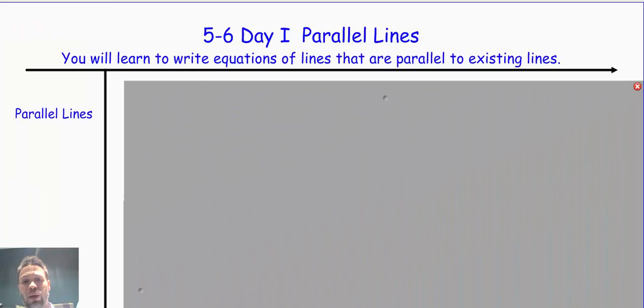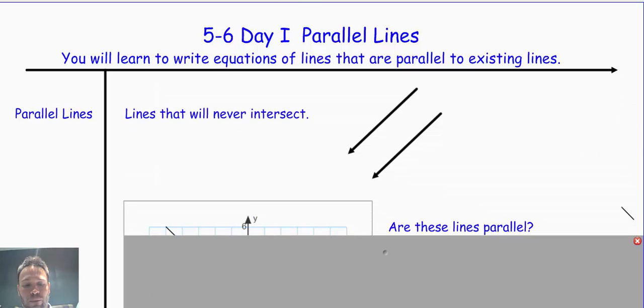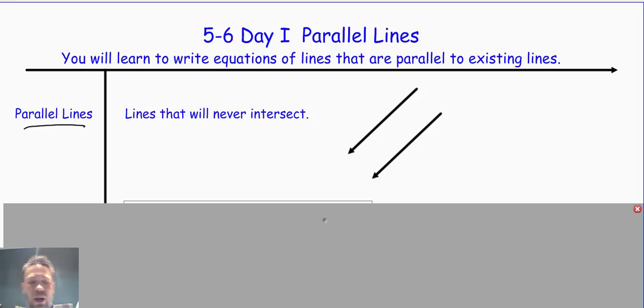What we're going to be talking about are parallel lines, okay? And we are going to be investigating how to write equations of parallel lines. All right, so here we go. First of all, we need to understand what parallel lines are. Parallel lines are lines that never intersect, okay? And that's something that you should know from previous experience with lines. Lines that never intersect are parallel, okay?